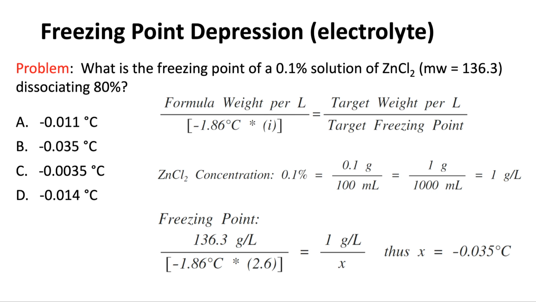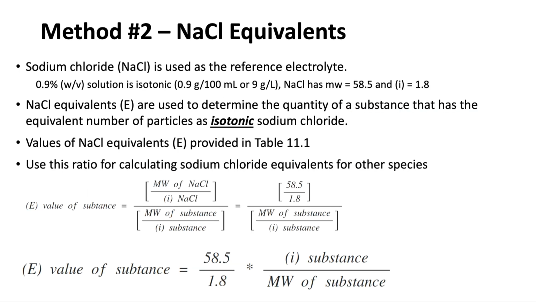One interpretation we could make at this point would be that that certainly is not an isotonic solution, because if it was, we would expect it to have a freezing point depression of negative 0.52. So clearly this is a good example of a hypotonic solution. It does not produce near the freezing point depression we would have predicted for an isotonic solution. All right, and that was the answer to this question.